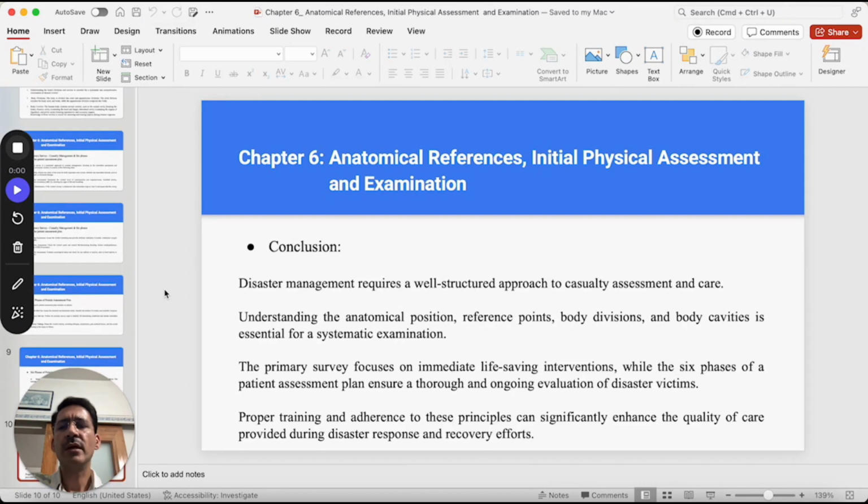Let's conclude. Disaster management requires a well-structured approach to casualty assessment and care. Understanding the anatomical position, reference points, body divisions, and body cavities is essential for a systematic examination. The primary survey focuses on immediate life-saving interventions, while the 6 phases of a patient assessment plan ensure a thorough and ongoing evaluation of disaster victims. Proper training and adherence to these principles can significantly enhance the quality of care provided during disaster response and recovery efforts.